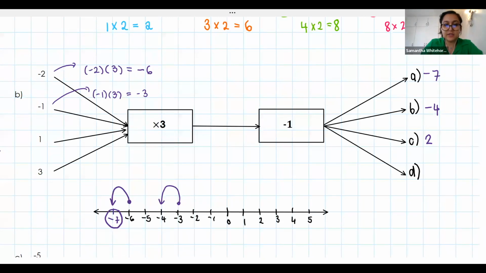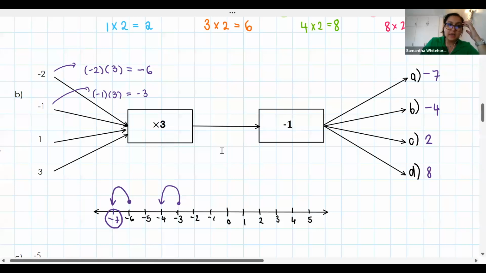Okay, Retu, do you want to help me with the last one? 3 times 3 is equals to 9. Then 9 minus 1 is equals to 8. So the answer is 8. Excellent. Well done. So guys, again, 3 times 3 is 9. 9 minus 1 is 8.